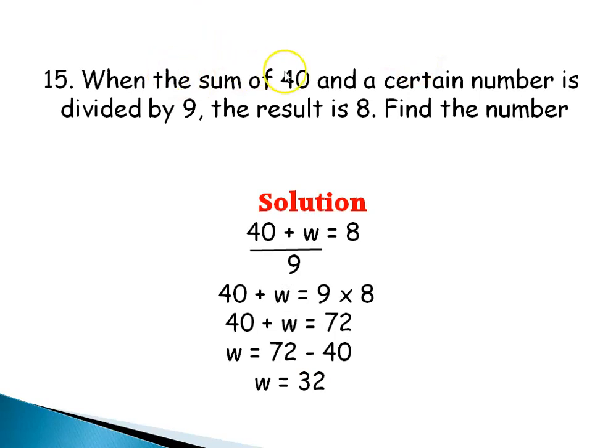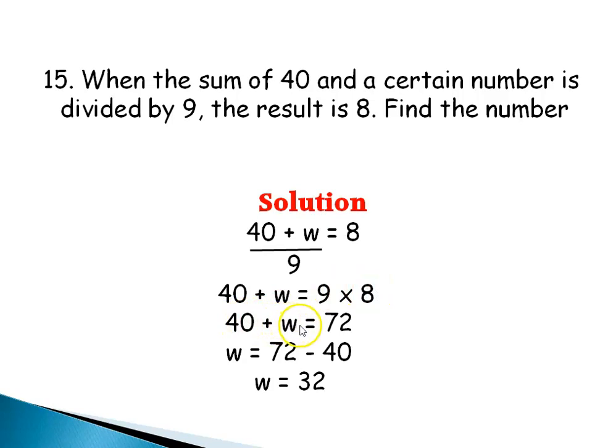Question 15. When the sum of 40 and a certain number is divided by 9, the result is 8. Find the number. So I'm going to represent the number with W. The sum of 40 and a certain number, 40 plus W, that's what that statement means, is divided by 9. 40 plus W divided by 9. The result is 8. The result is equal to 8. Okay, at this junction, I'm going to cross multiply such that 40 plus W times 1 is equal to 8 times 9. So 40 plus W is equal to 9 times 8.